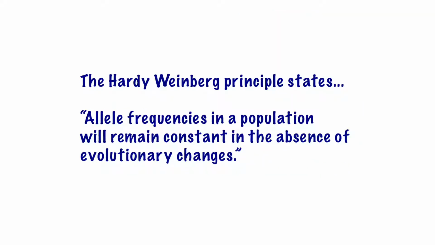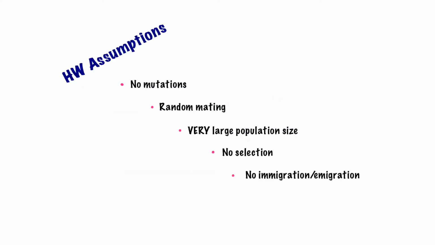The Hardy-Weinberg principle states allele frequencies in a population will remain constant in the absence of evolutionary changes. When we use Hardy-Weinberg, we make some basic assumptions. First of all, we assume that no mutations are occurring, that random mating is occurring, that we have a very large population size, no selection is happening, and there's no immigration or emigration.